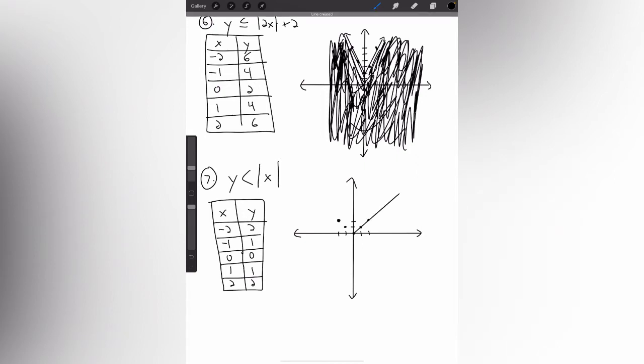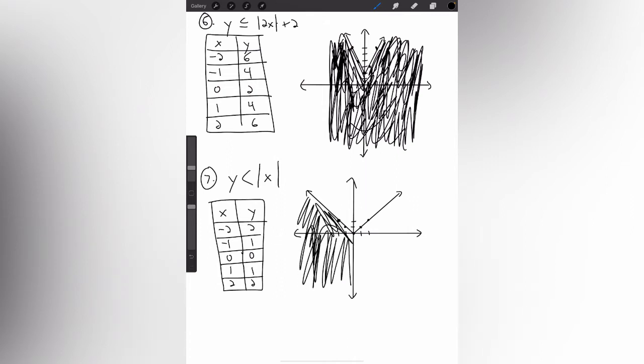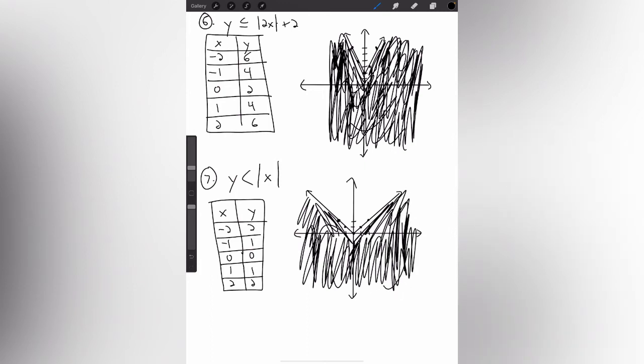So I graph that line, and I graph that line, and all the values that are less than, which is everything below the line. So I'm shading in, signifying that these are all the values less than. And that's number 7. Okay.